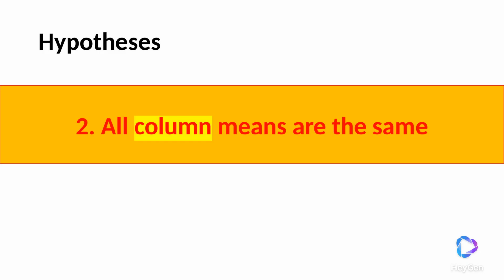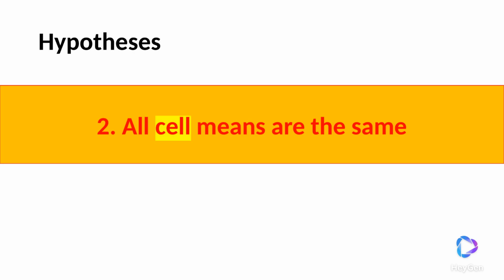The second hypothesis is that all column means are the same. In our example, this hypothesis is that the 3 hospitals have the same length of stay. The alternative hypothesis is that at least one of the hospitals has a different mean. The third hypothesis is that all cell means are the same, i.e. that all combinations of hospitals and diagnoses have the same mean.